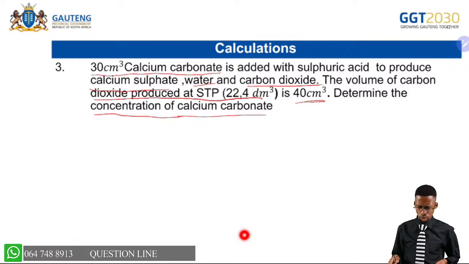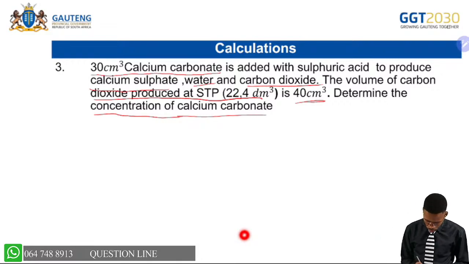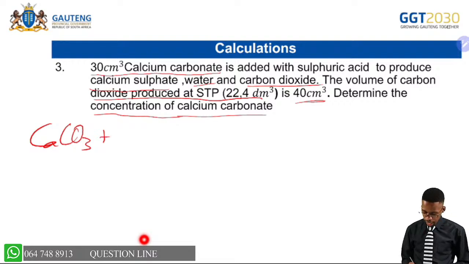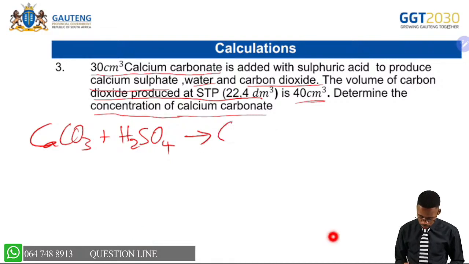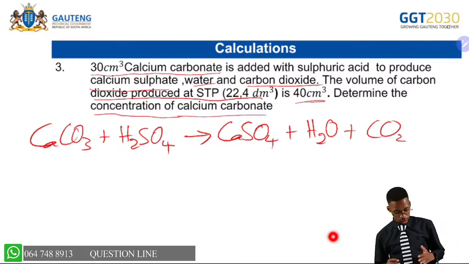The first thing that we need to do is to express this equation. It's very important. So we have calcium carbonate. It reacts with sulfuric acid. And we are told that it's going to produce calcium sulfate, and it is going to produce water, and it is going to produce carbon dioxide. So this is what we have.